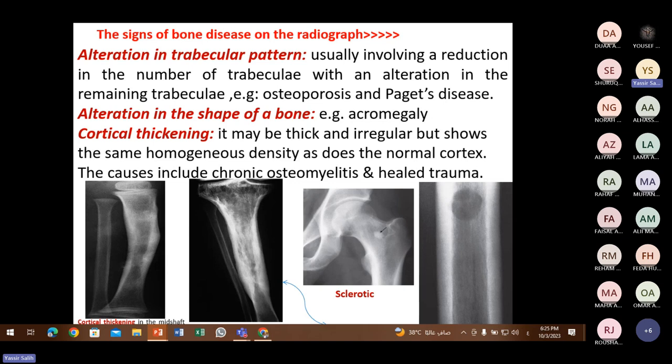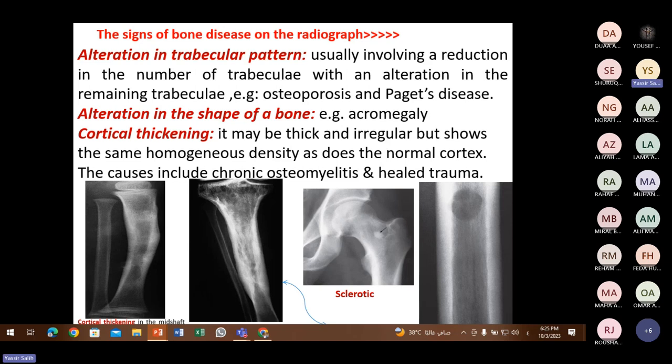For example, in osteoporosis or in Paget disease you can see an abnormal trabecular pattern. This may be a reduction in the number of trabeculae, or the normal appearance of the trabecular pattern changes with an abnormal pattern. We will see it again in many diseases.